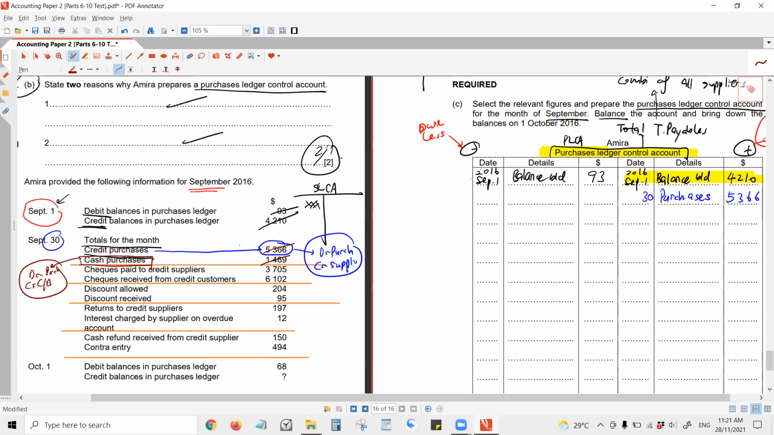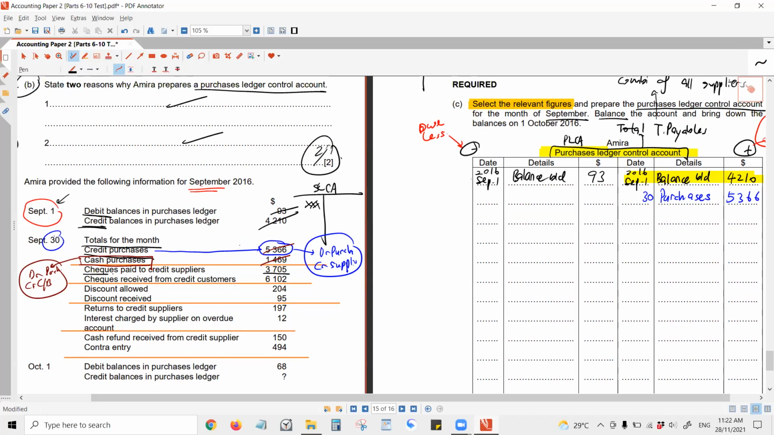Okay, you see the question carefully. It says select the relevant figures. That means certain numbers can be ignored. It says select the relevant. Select. That means some numbers don't need to be used. Okay, now see the next one.